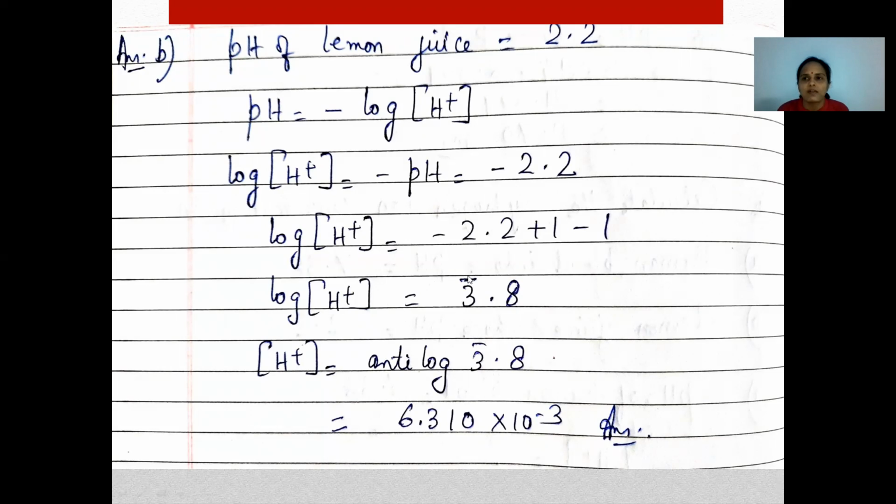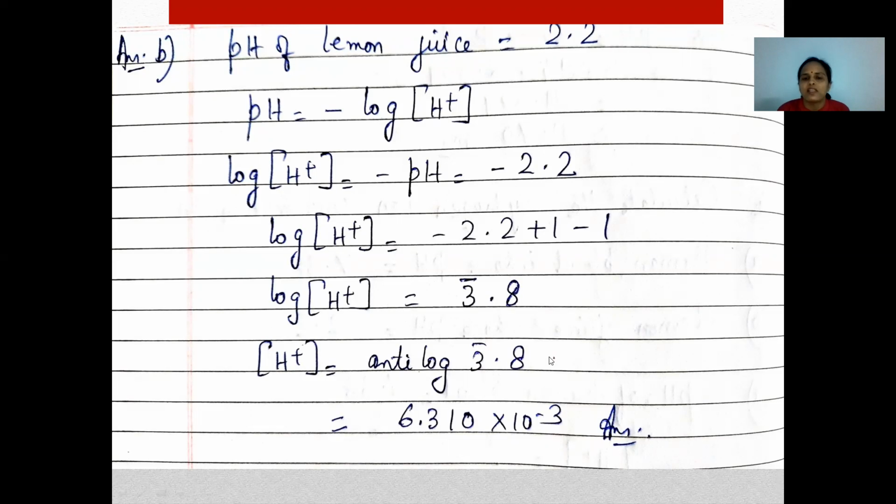And the negative sign comes on the characteristic digit. And from this plus 1, I subtract this 0.2. So plus 1 minus 0.2 is equal to 0.8. So I'll calculate the value of log H plus, which is equal to 3 bar 0.8. And H plus will be equal to anti-log of 3 bar 0.8.